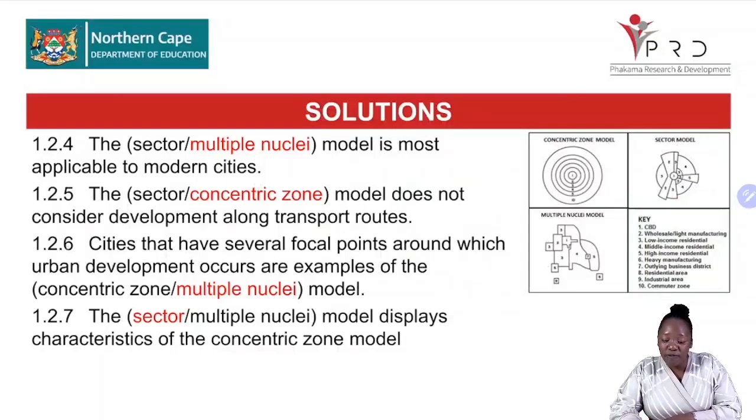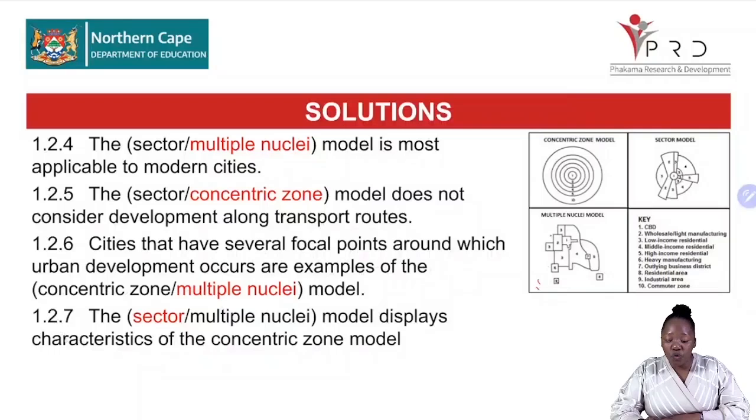Your 1.2.5, the sector or the concentric zone: the concentric zone model does not consider the development along the transport route. As you can see there in the concentric, everything is focused around the CBD. So they do not consider the transport route. Then number 6, the cities that have several focal points around which urban development occurs are examples of the multiple nuclear. As you can see, there are so many focal points.